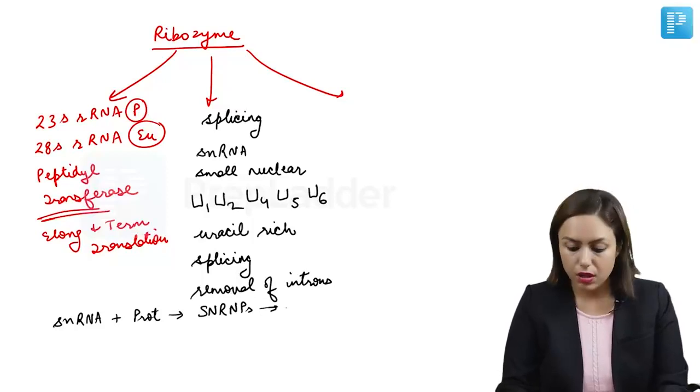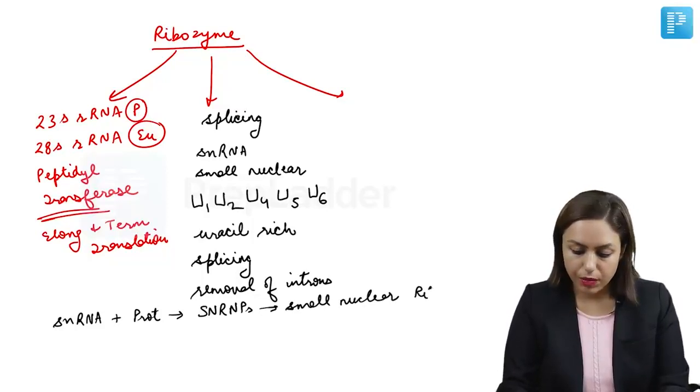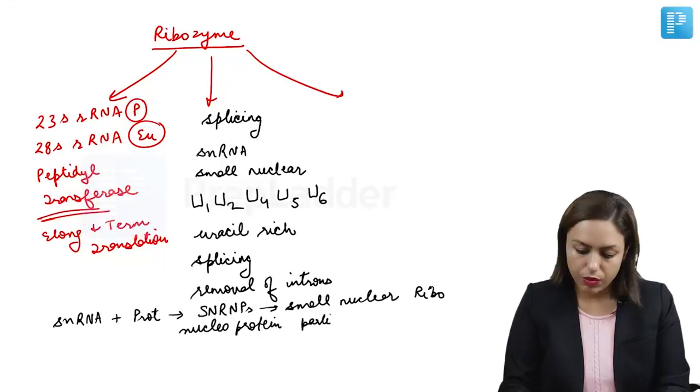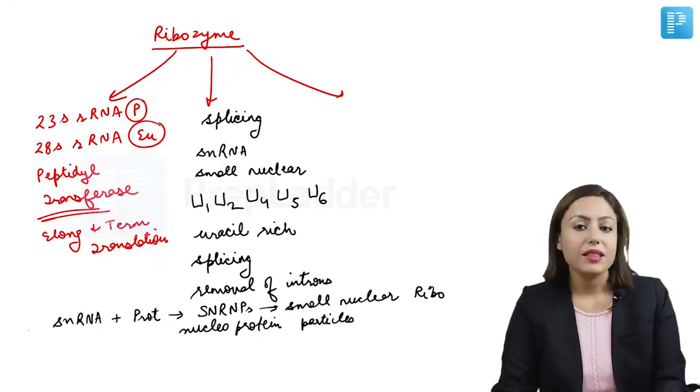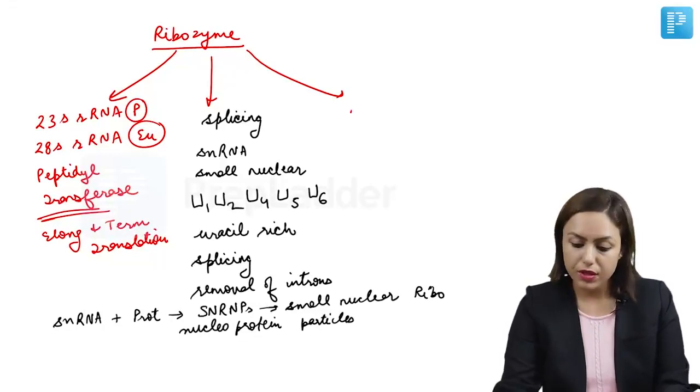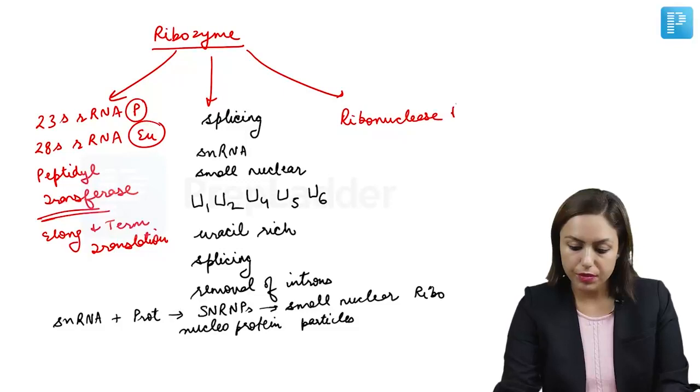snRNPs. snRNPs are small nuclear ribonucleoprotein particles, right? Then the third example of a ribozyme is ribonuclease P. Ribonuclease P is a ribozyme that helps in cleaving the tRNA.